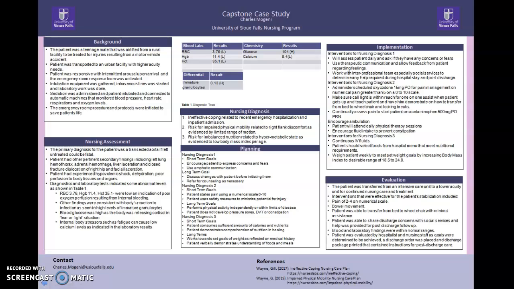Blood and lab findings were within normal ranges. Patient was evaluated by hospitalists and nursing staff as goals were determined to be achieved. A discharge order was placed and discharge package printed that contained instructions for post-discharge care.